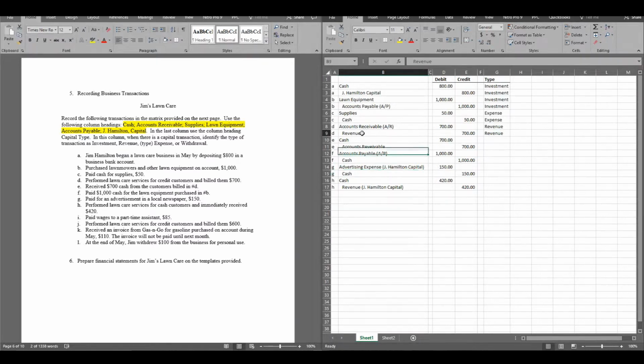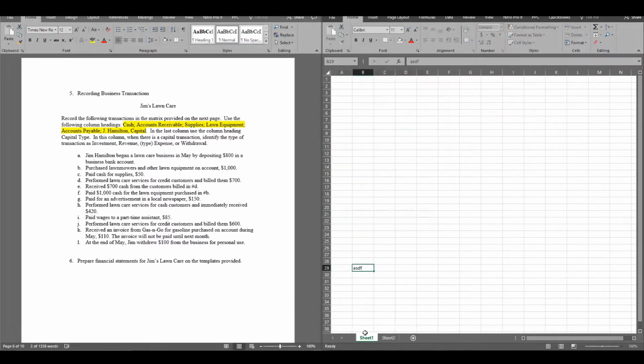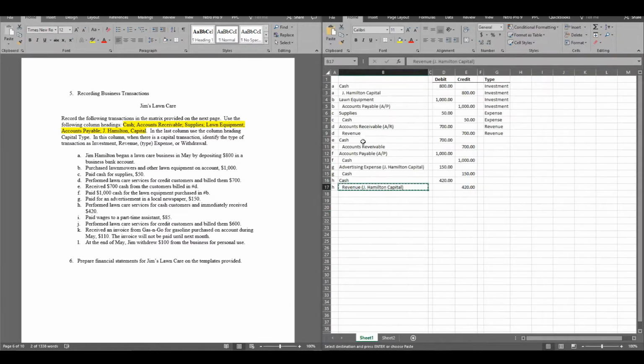So this last one here, I'll just use that. It's not letting me copy paste. Excel is acting strange. There we go. Okay.